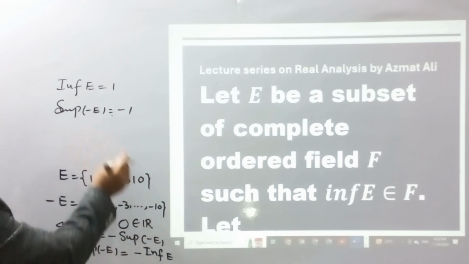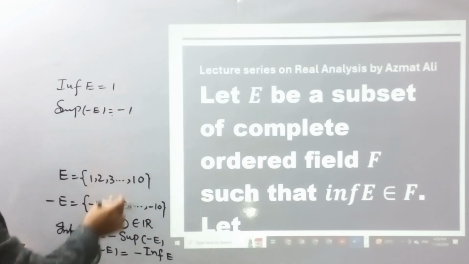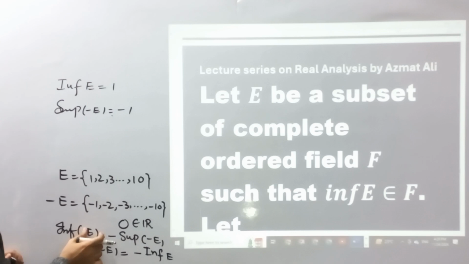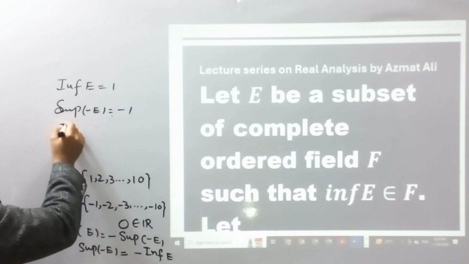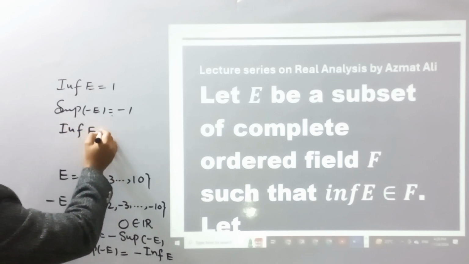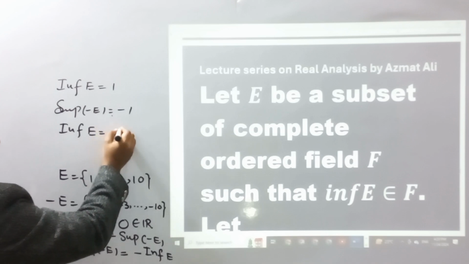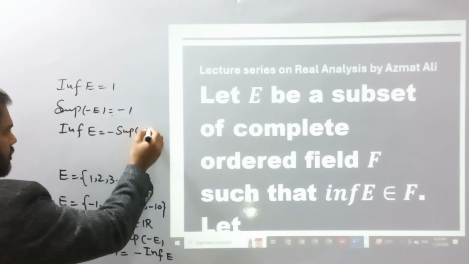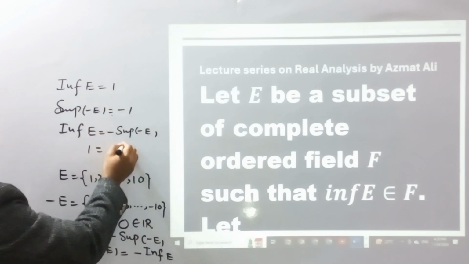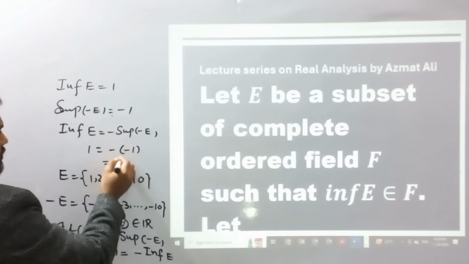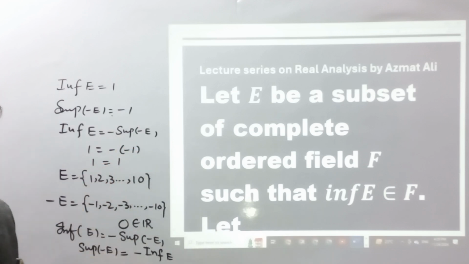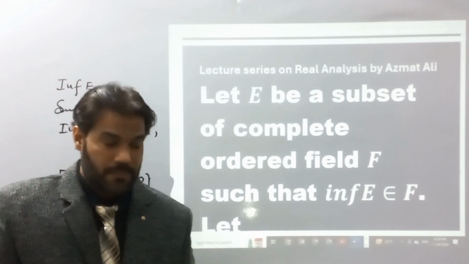So you can verify that infimum of E is equal to minus supremum of minus E. Infimum of E is 1 and supremum of minus E is minus 1. So this is equal to 1. 1 is equal to 1. That shows this property is right. Proof.